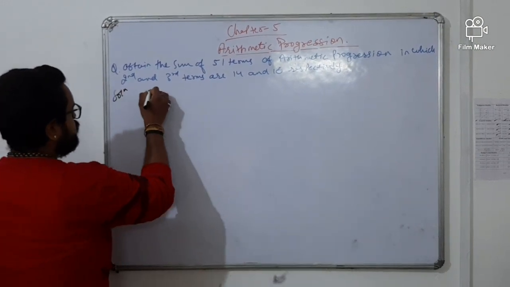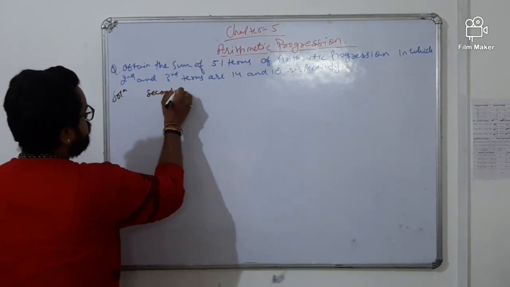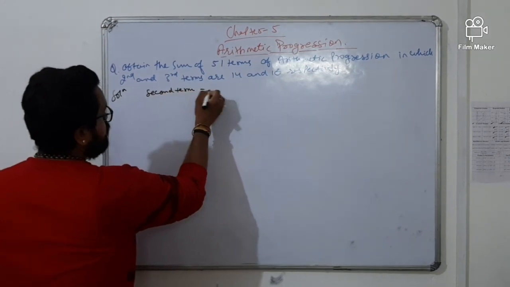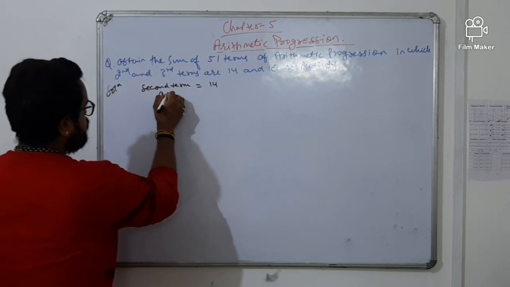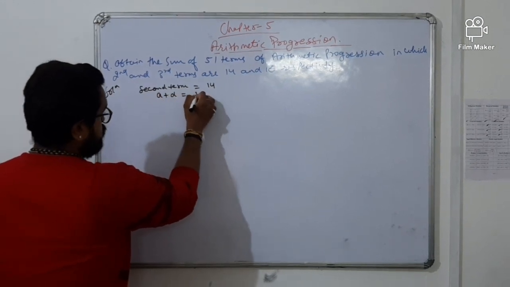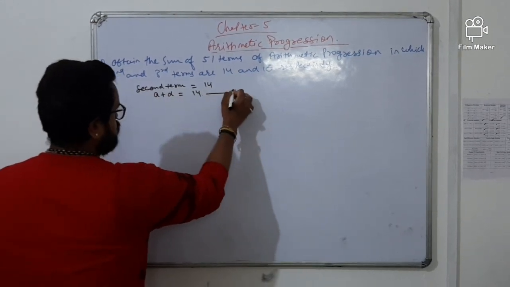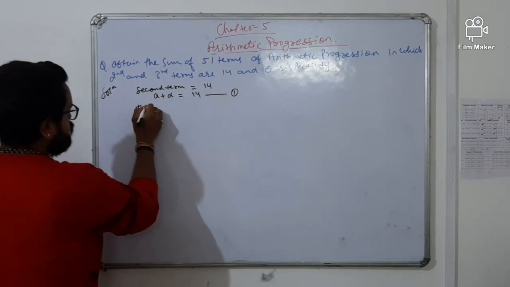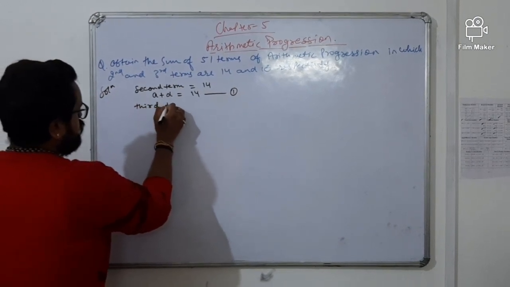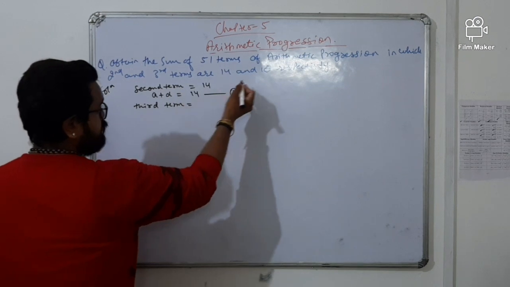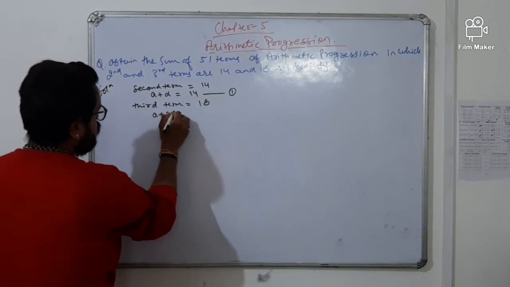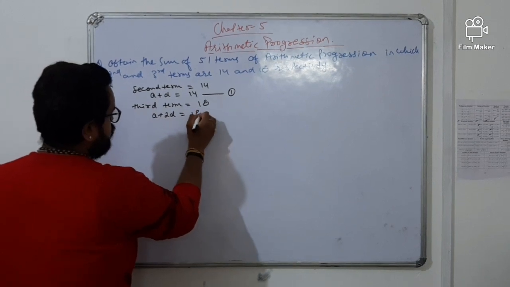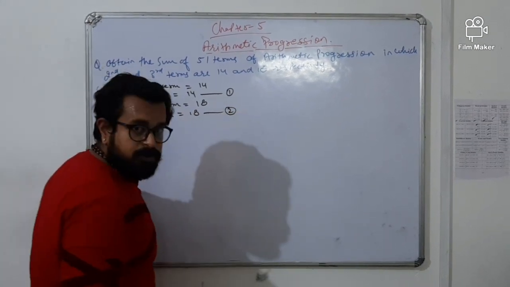Now see, the second term is 14, and what is the second term? The second term is a + d, that is 14. This is the first equation. The third term is also given, that is 18, and the third term is a + 2d, which means 18. This is equation number 2.